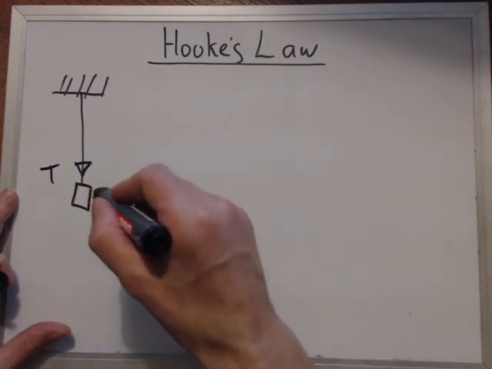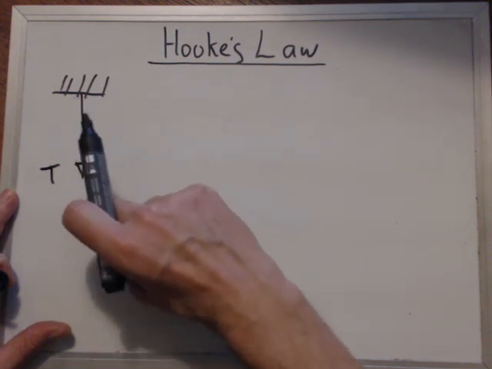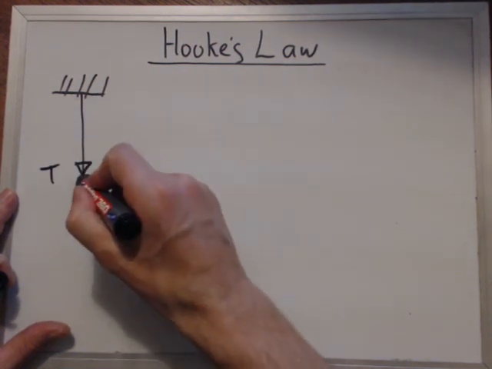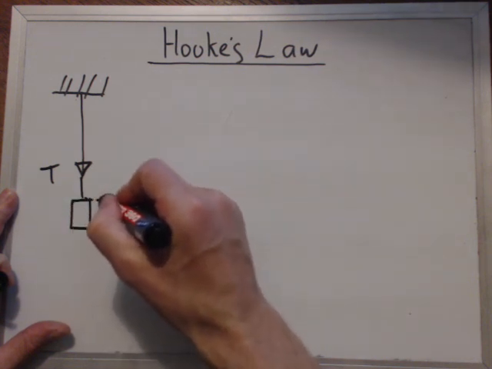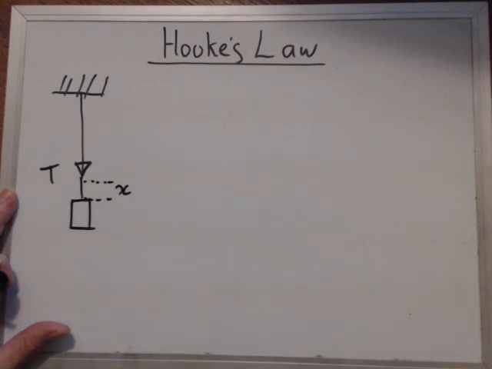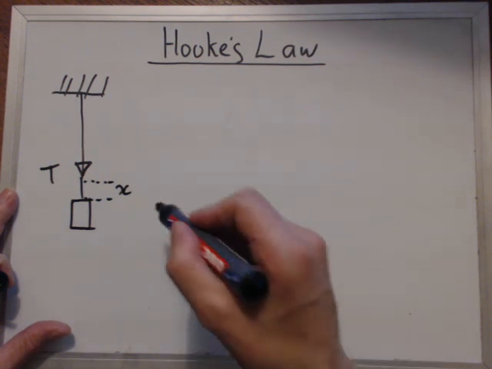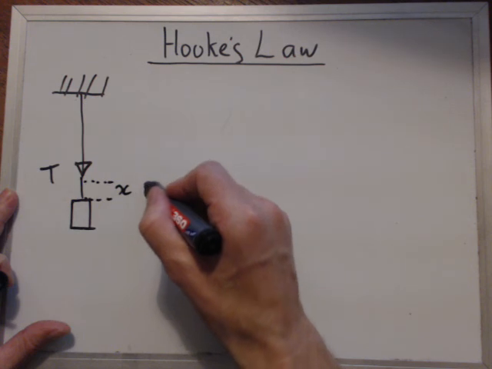So if this is the original length there and the load is put on, and it's made to extend a little bit more like that, that is known as the extension. X, or in some syllabuses the letter for extension is E.